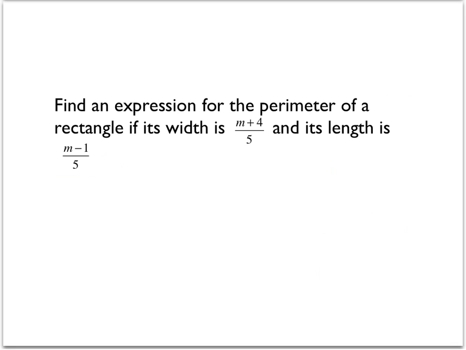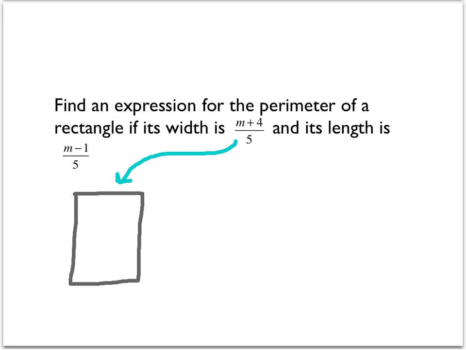All right, let's look at maybe an example here. Find an expression for the perimeter of a rectangle if its width is m plus 4 over 5 and its length is m minus 1 over 5. Let's see if we can draw a little picture here which might help things out a bit. So we have a rectangle like this, and we're told that the width is m plus 4 over 5, so we could think that that would be right here. The length is m minus 1 over 5, so that could be here. So we know that perimeter means the whole distance around.